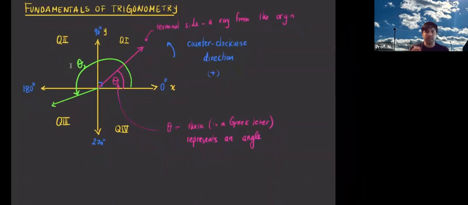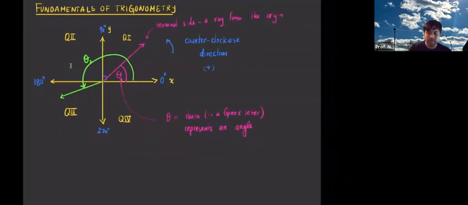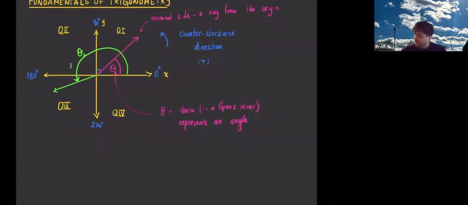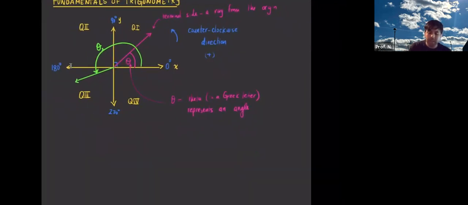Any questions about this? Any questions about degrees? Any questions about how this XY plane now, this Cartesian plane, is now being utilized to explain angles? Is this clear to everybody so far? Okay. I guess so. All right. So this is the beginning of it, of trig.